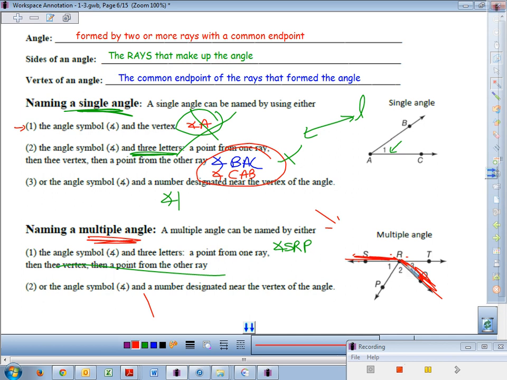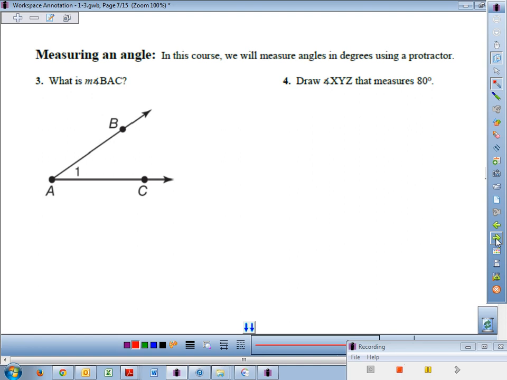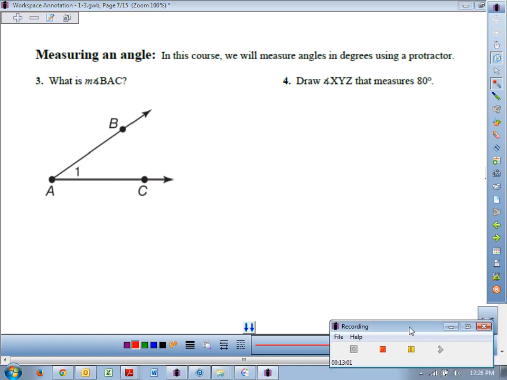Are we understanding the difference between a single angle, where that's the only angle in the picture, or a multiple angle, where there's many, many angles in that picture? Sound okay? Awesome. Let's measure an angle. Grab your geometer and let's learn where the protractor is on that bad boy.